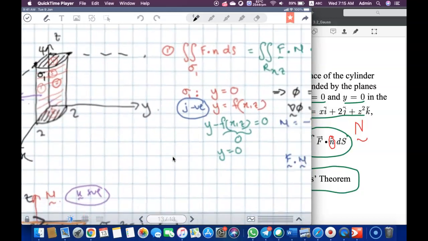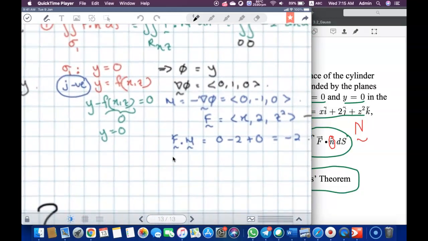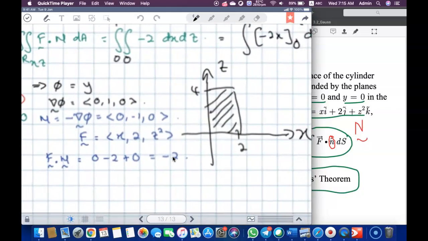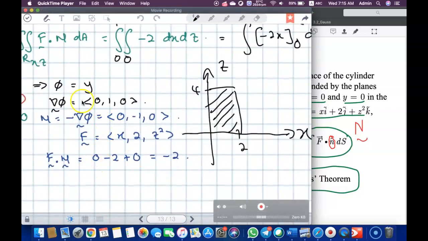So we want j to be negative. Now you have to check your calculation on your grad phi. Is the j component negative? No. Then you have to multiply grad phi by -1. So you get 0, -1, 0. Remember, when you say that you want to make it negative, it should be all of grad phi, not only that particular component. So this is your n now: 0, -1, 0.